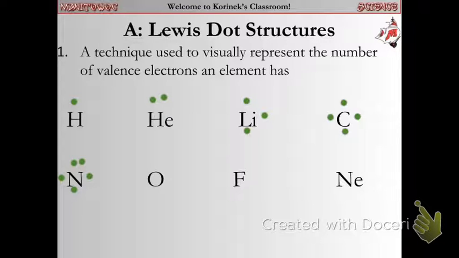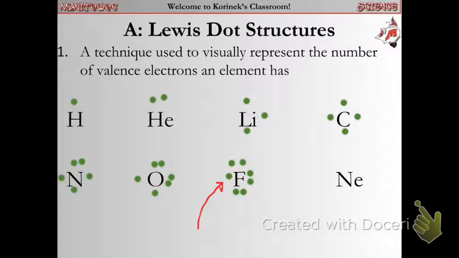And you'll notice that I only double up when I have to. Okay, oxygen has 6. Okay, fluorine has 7. Fluorine has 7, so the lone electron, the unbonded electron in fluorine is right there.